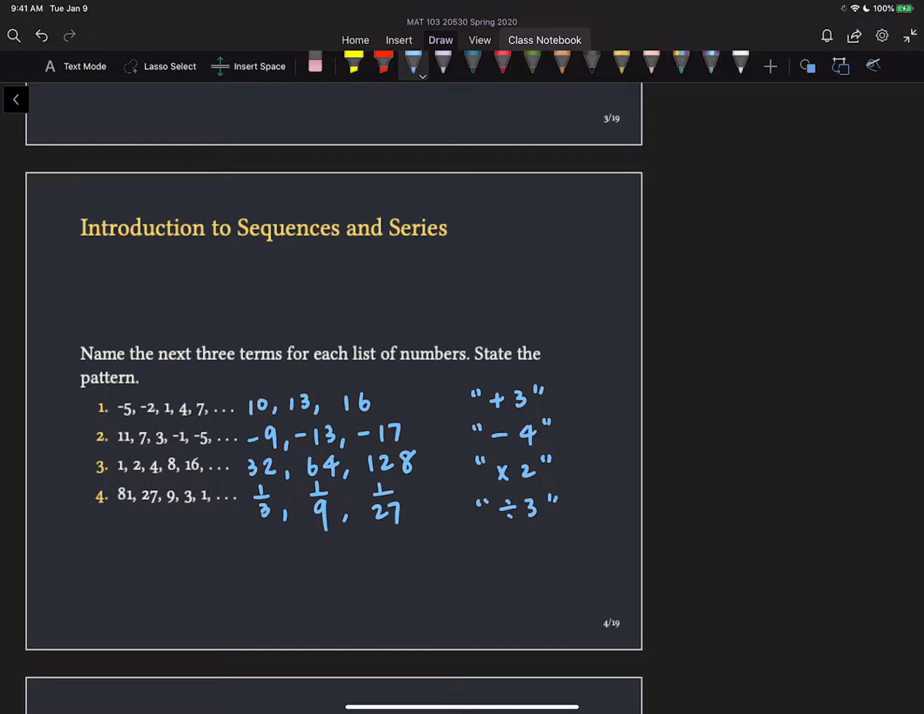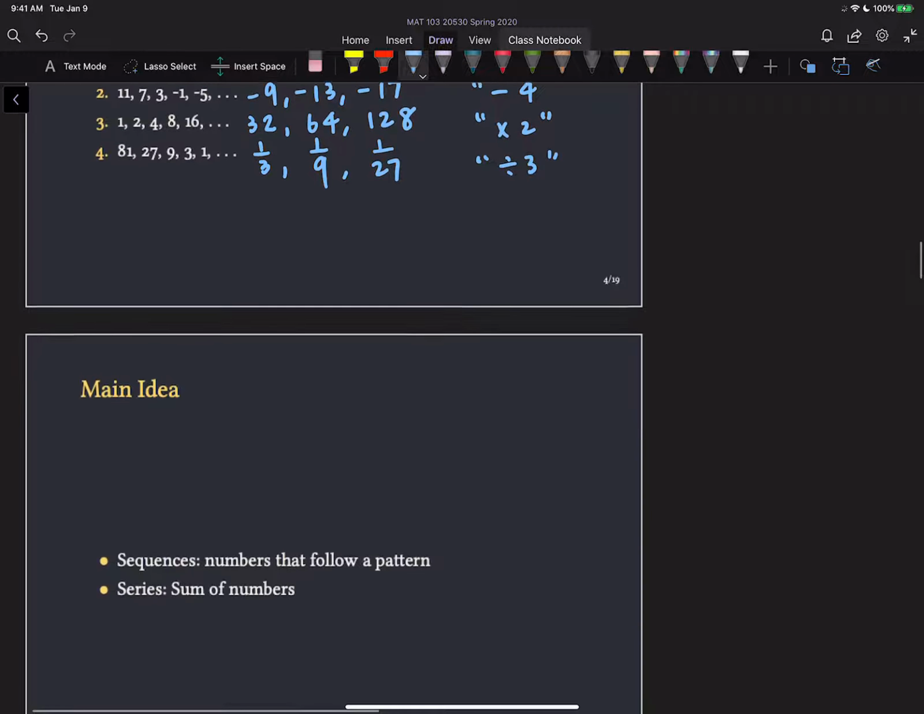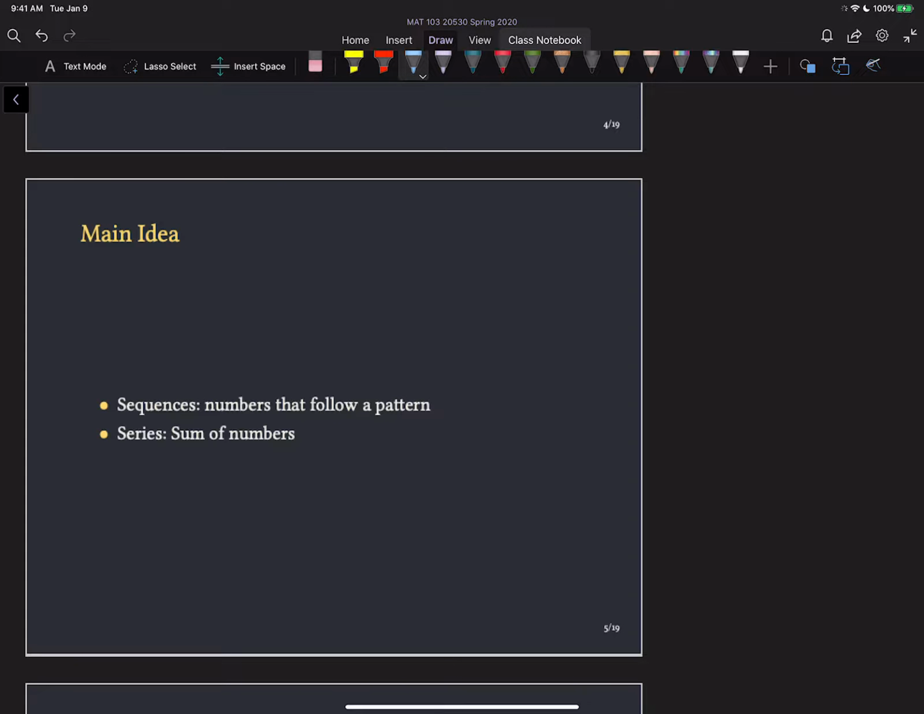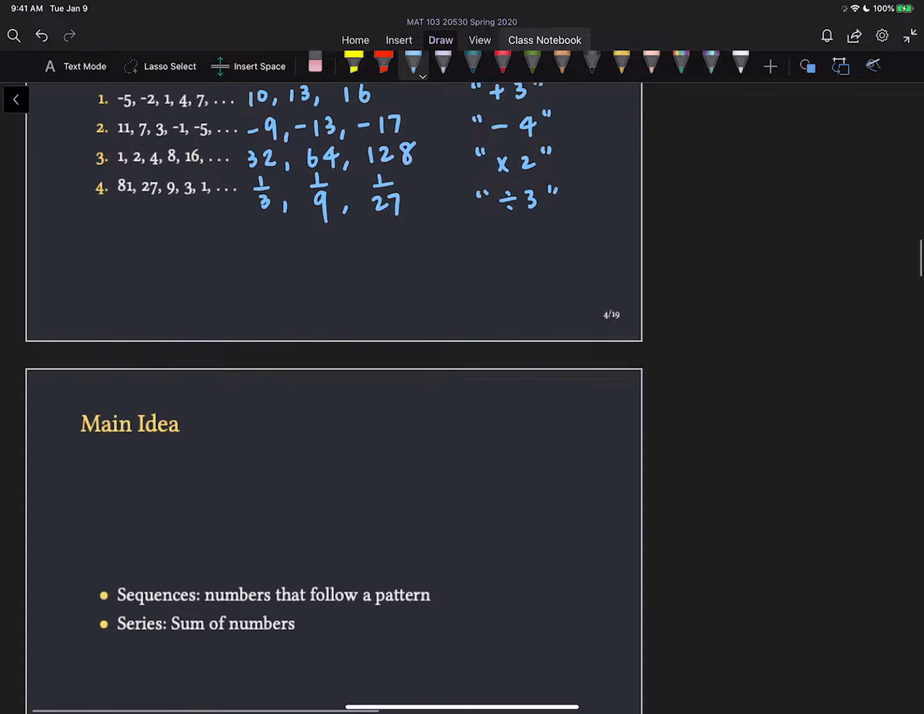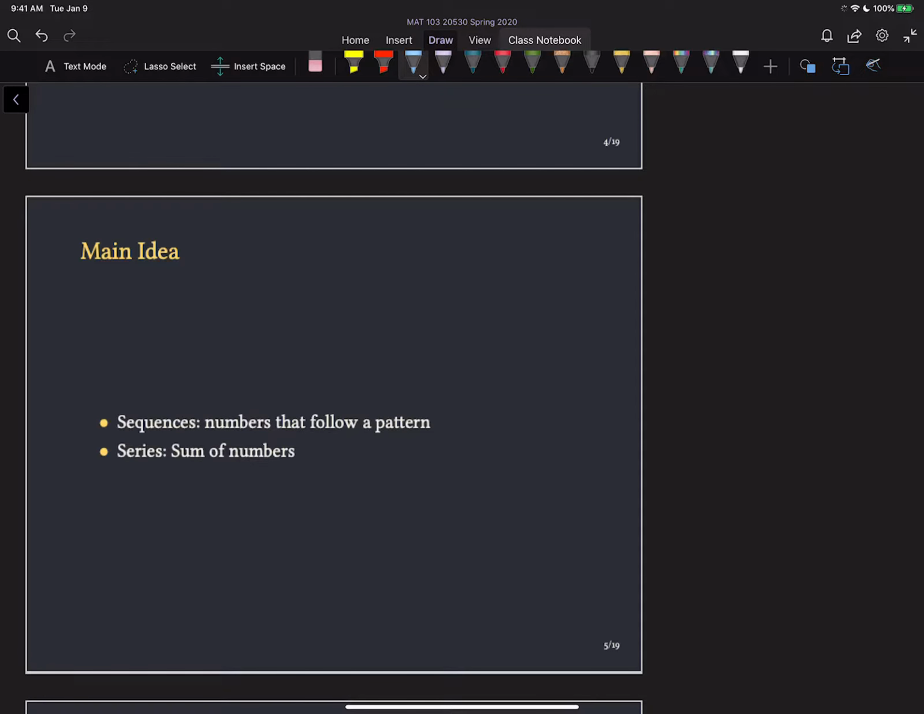The next slide summarizes the main idea of chapter 14. We have two things, right? One is the sequences, the other one is the series. A lot of people got confused about these two things. They think that they're exactly the same, but they're not. Sequences are referring to a list of numbers that follow a specific pattern, like these 4 lists that we have right here. Each list follows a pattern, which was explained in the quotation mark right there. If you have a list of numbers that follows a specific pattern, then you could call that list of numbers a sequence. What is a series?